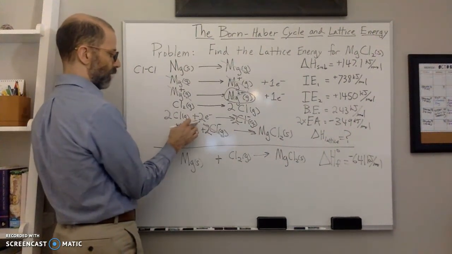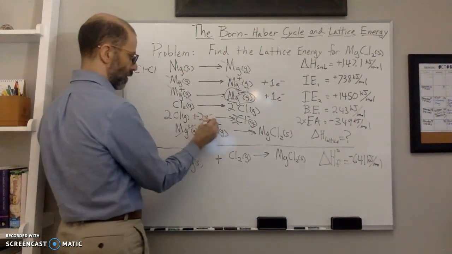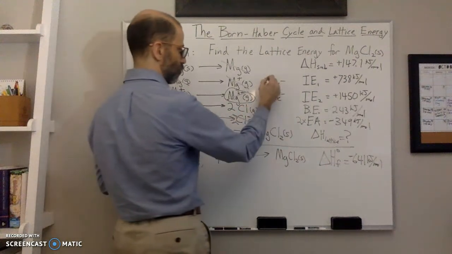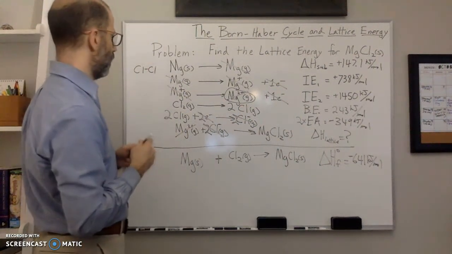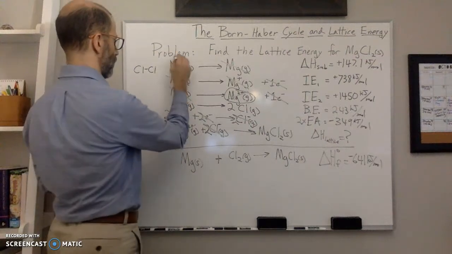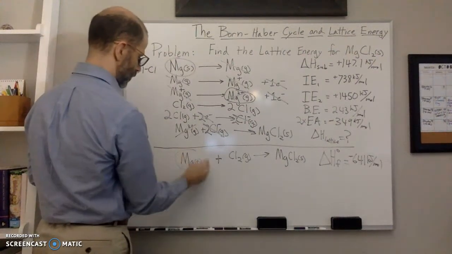Notice we have 2 electrons here. That's going to cancel out with these 2 here. So that cancels out. What else? So we have our magnesium. That's good.